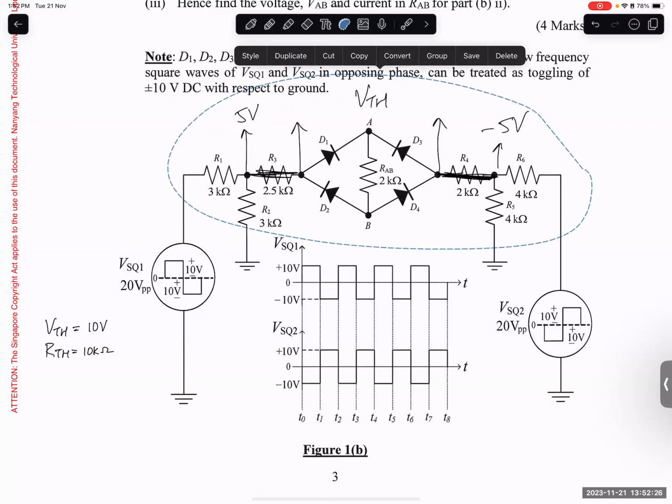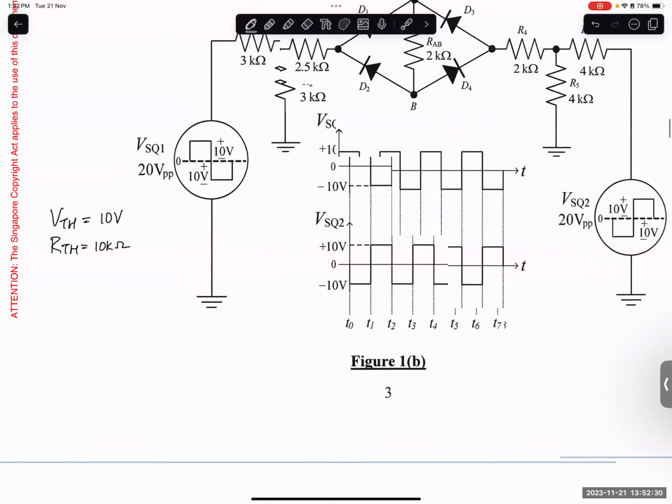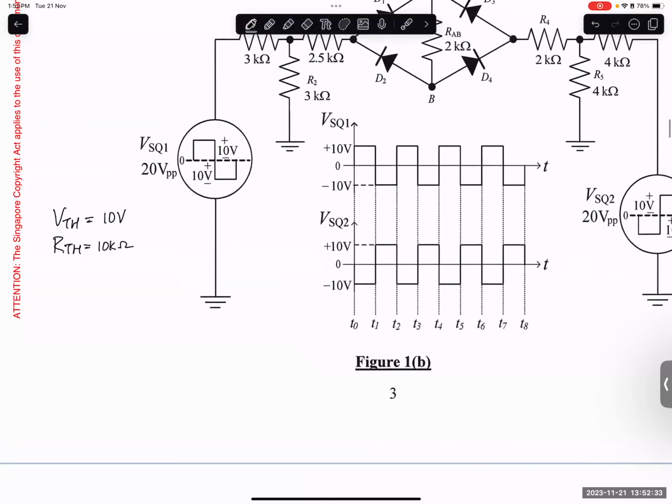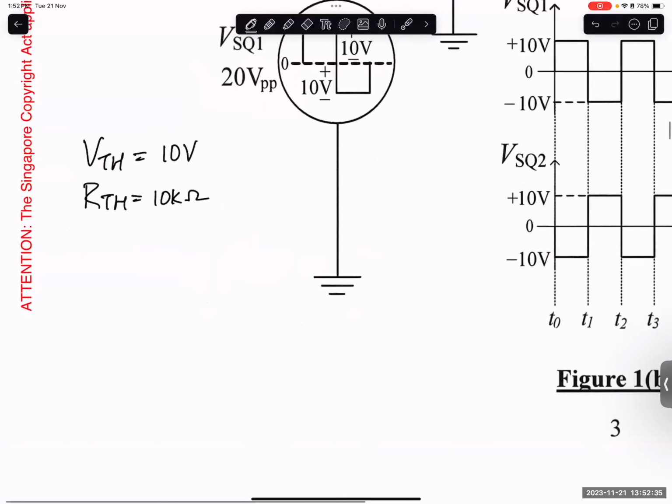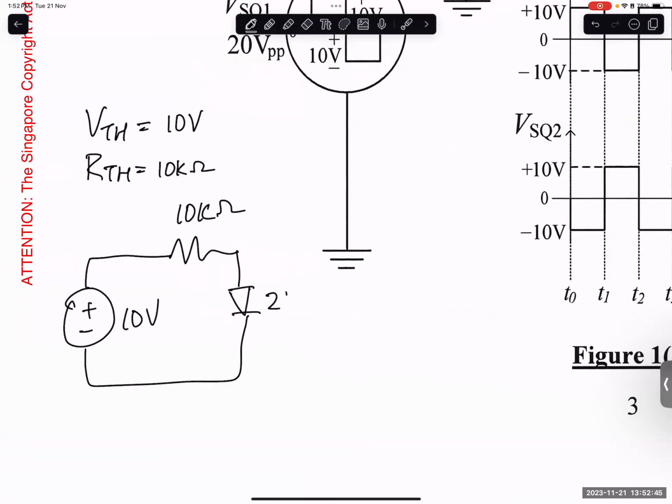Okay, so like that, very simple. We get VTH already. So once we get the VTH, now we can draw our equivalent circuit. So our equivalent circuit is actually just this. Plus minus 10 volt, this is 10 volt, the peak. We just pretend it's just DC. RTH is just 10 kilo ohm, and then we have a diode, like that. And this diode is actually 2 VD, go down is only 1 ID.